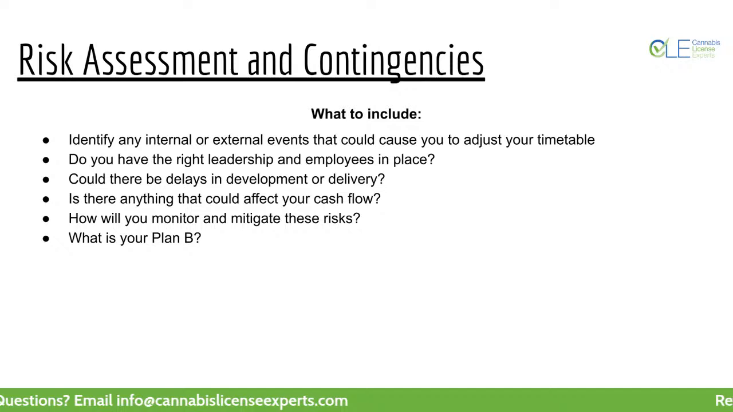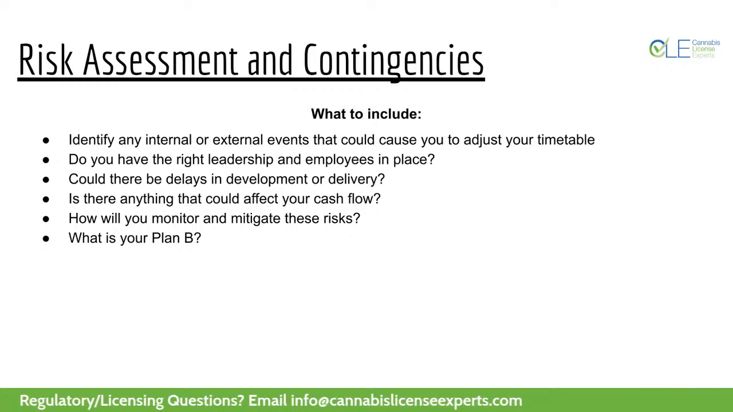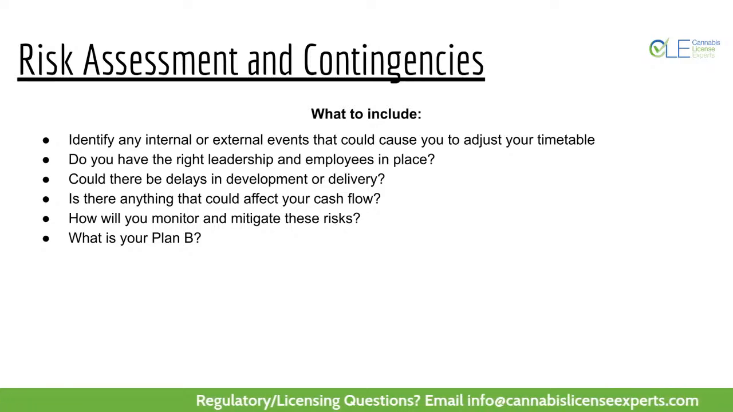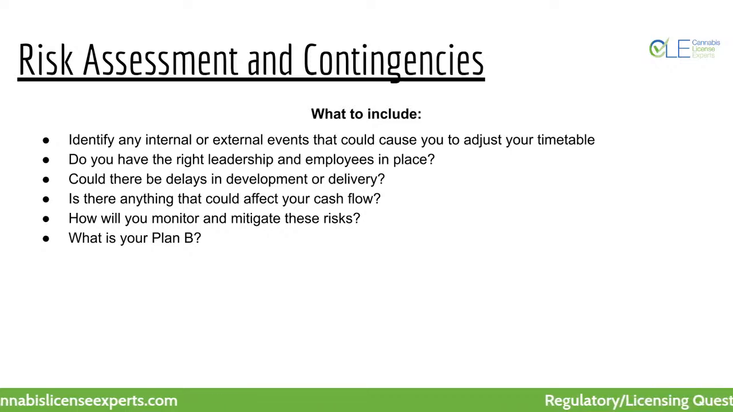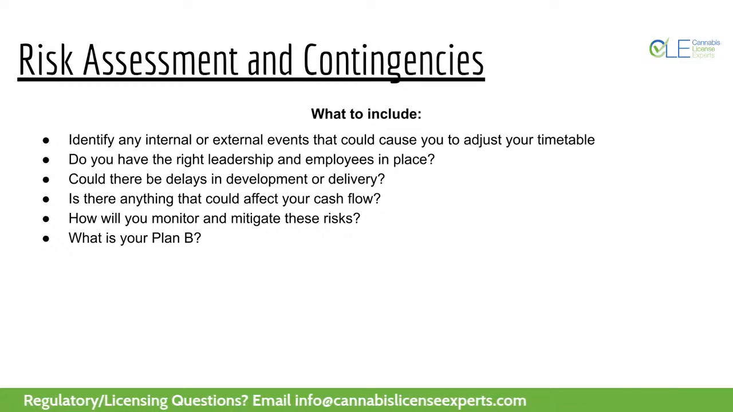Okay. And you always need to take a look at what your risks are, make sure you've done a correct assessment, and that you have contingencies in place in case worst case scenario happens. So what to include in your risk assessment and contingencies is going to be identifying any internal or external events that could cause you to adjust your timetable. So your funding comes through in February and you live in northern Alberta. Construction is a challenge. You may need to adjust your timetable. Do you have the right leadership and employees in place? Are there any weaknesses? Is there anyone that you're overly dependent on? Those can both be just as detrimental to a business.